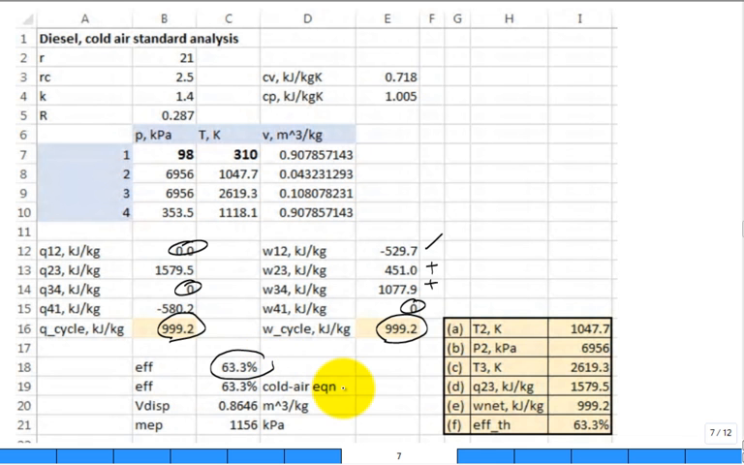If you use the cold air standard equation to calculate the thermal efficiency, that single equation, knowing the cutoff, compression, and k, wow, you get the same number, which is good. This is good to see that. You could also calculate the mean effective pressure if wanted, but it wasn't asked for in part A, B, C, D, E, or F. Look good?